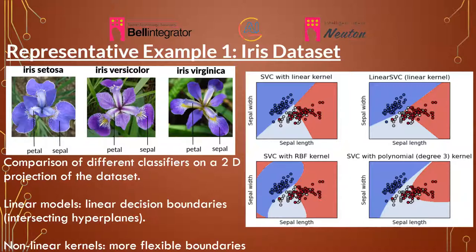If you use nonlinear kernels, which is the radial basis function shown in this figure, you get more flexible boundaries, which gives you some idea as to how you can visualize the classification. Important note, this is a toy problem. Visualizations don't always reflect what is going on with your data.